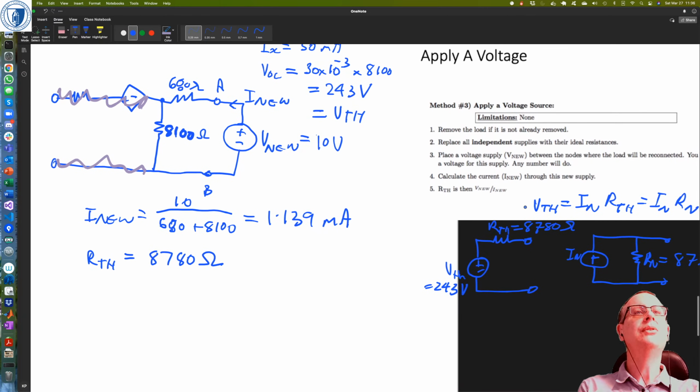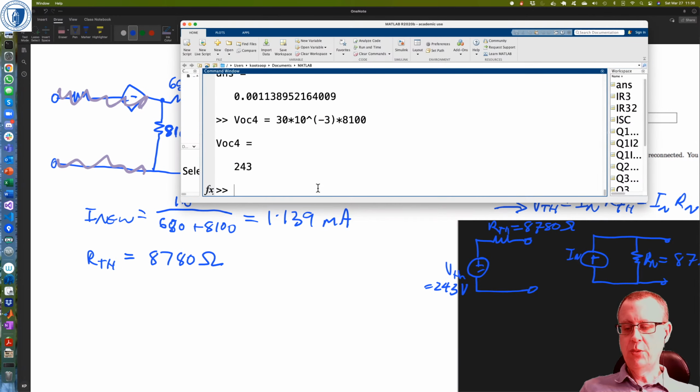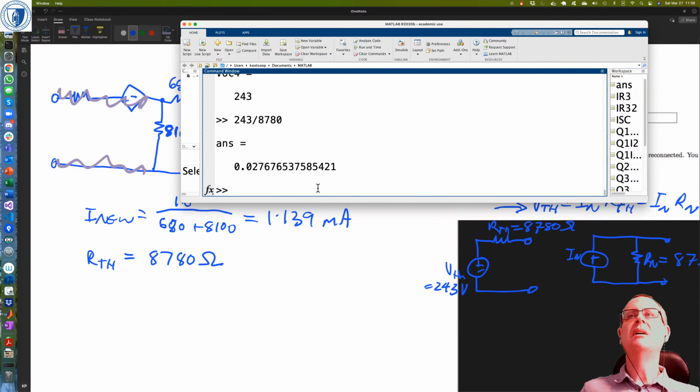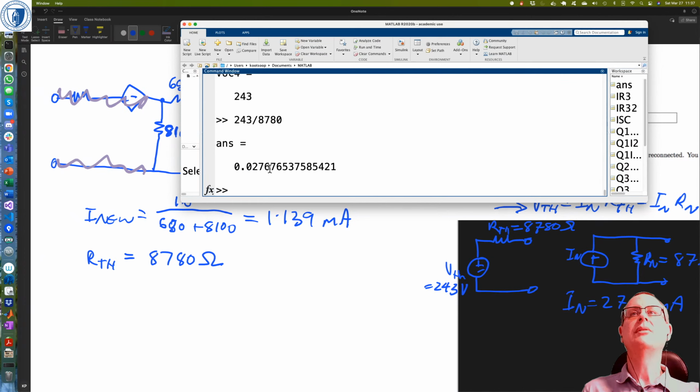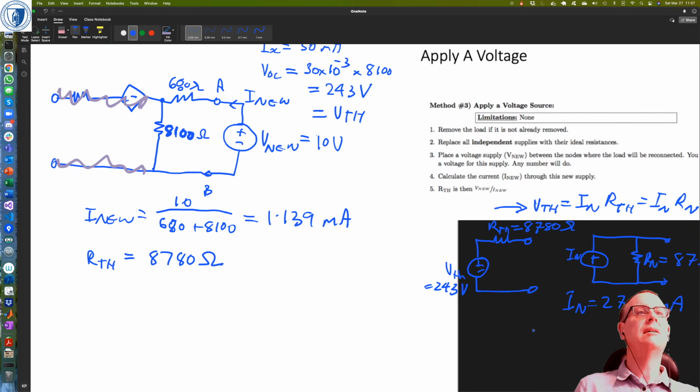Now I can use this equation to figure out what my Norton current is. So 243 divided by 8780 gives me 27.68 milliamps. I think that's right. Just check again. 27.68. Okay.